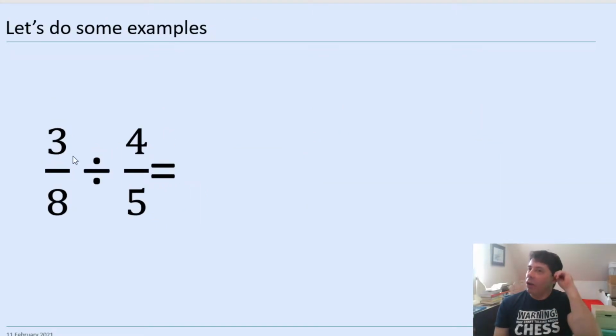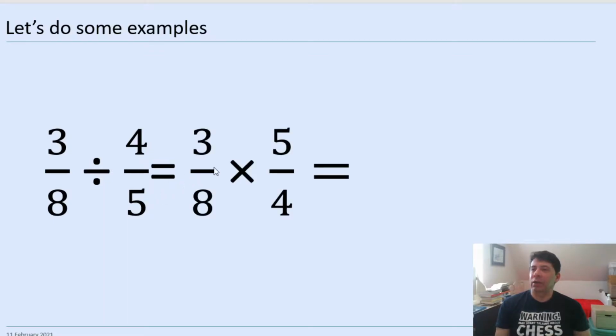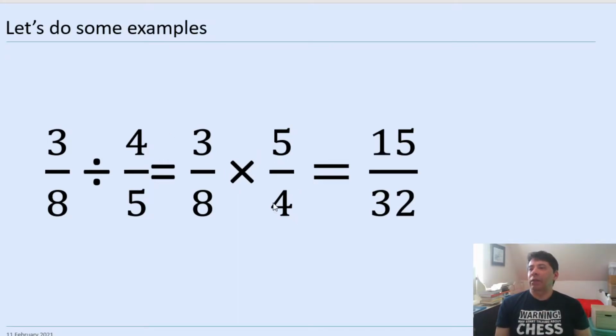Okay, 3 over 8 divided by 4 over 5. Again, this is pretty hard to do as a picture or do from sort of common sense. But our method works really well, of course. So we turn this upside down and then change it into multiplication. 3 over 8 times 5 over 4. 3 times 5 is 15. 8 times 4 is 32. 15 over 32. We can't cancel down. There are no common factors between 15 and 32.